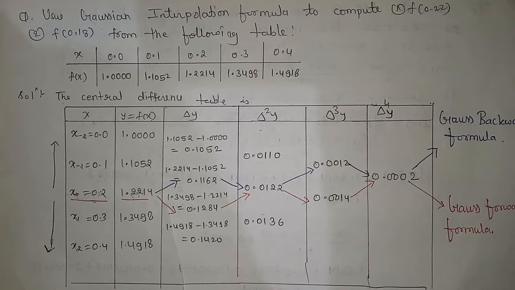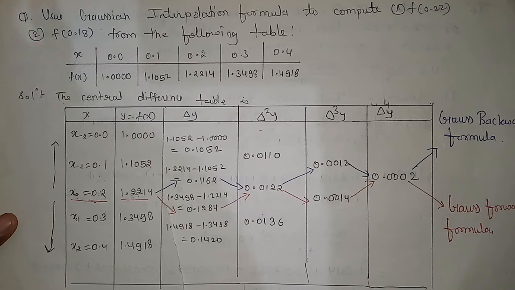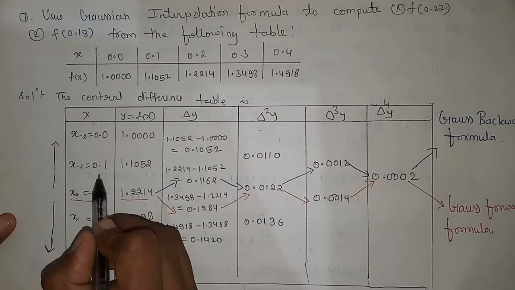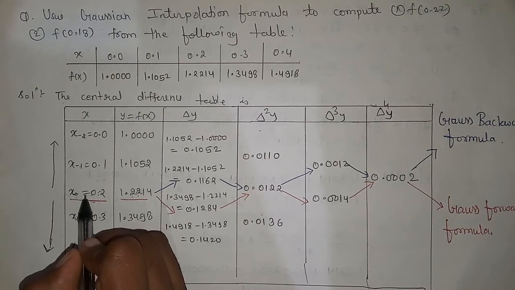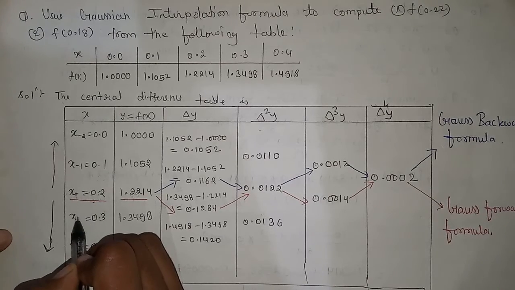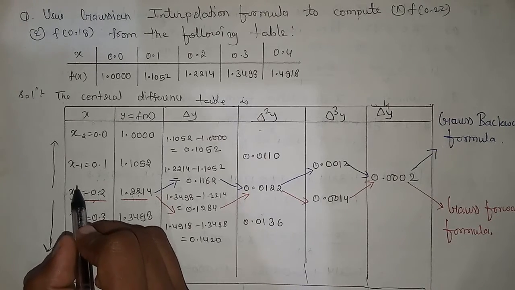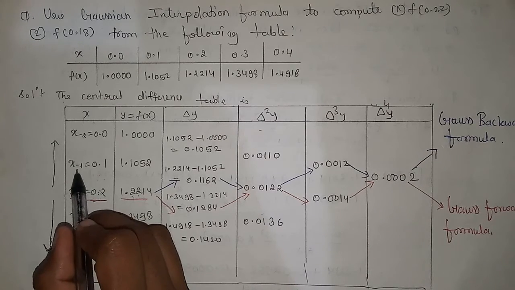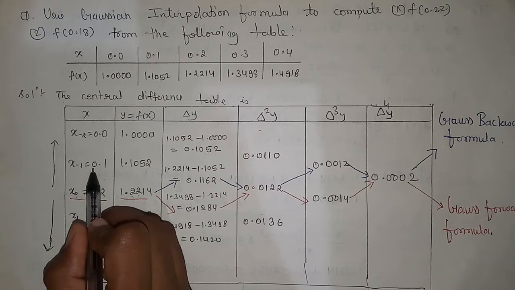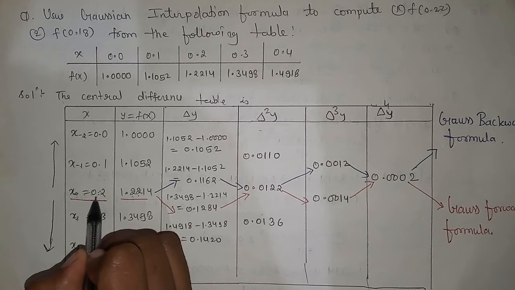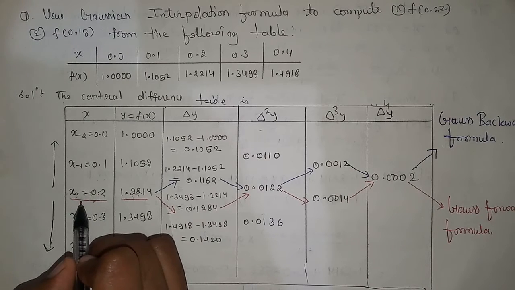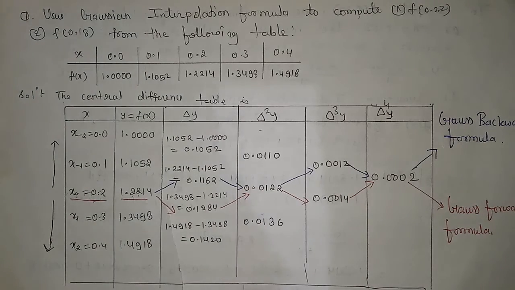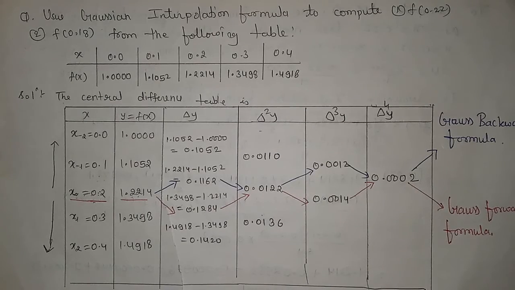Now if it were only asked to calculate f(0.18) by Gaussian forward interpolation, then what? For forward, the value to be calculated should lie between 0 and 1, and for backward it should lie between 0 and −1. So 0.18 is lying here, and in this case we have to choose x0 as 0.1 and x1 as 0.2. So for a different question, the choice of x0 and x1 is different. Now see the solution for this.